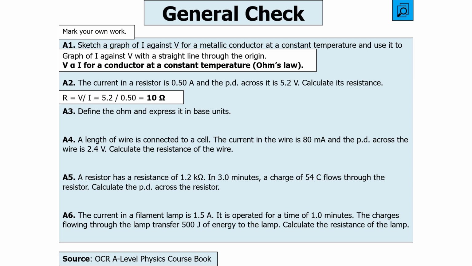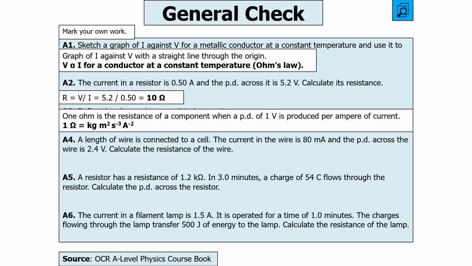Now we can use this to define the ohm. So the ohm is defined as the resistance that a component would have when a potential difference of 1 volt is produced per 1 amp of current. Now you can see that from the equation R equals V over I. Again, to work out the value in base units, you've got to work that through, but 1 ohm is 1 kilogram meters squared seconds to the minus 3 amps to the minus 2.